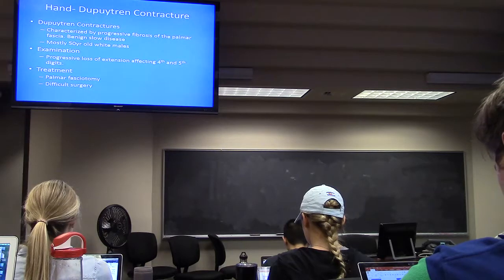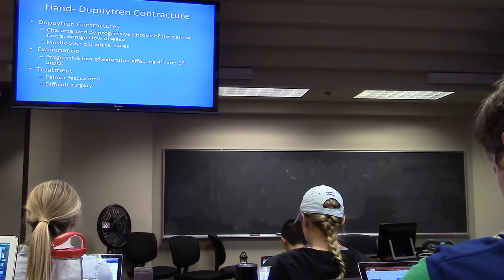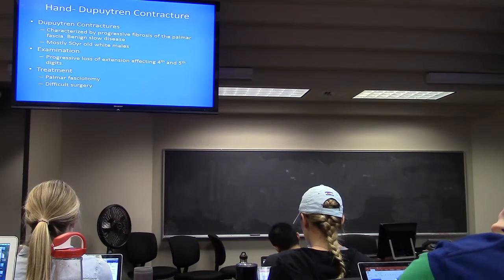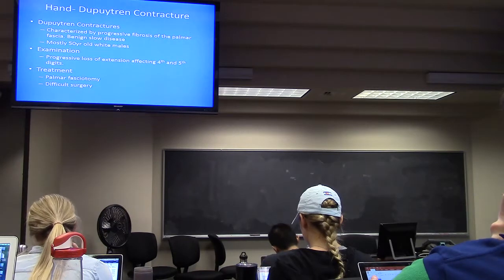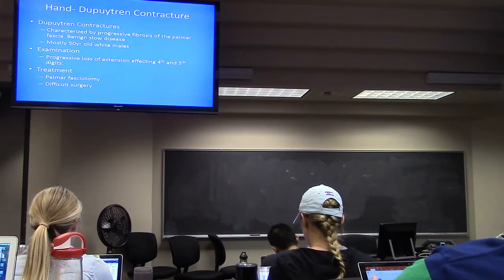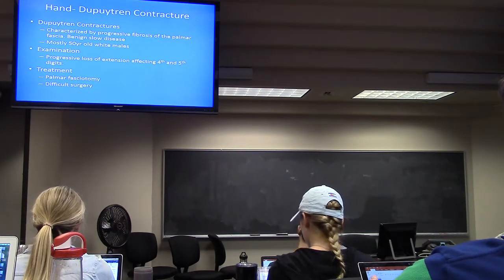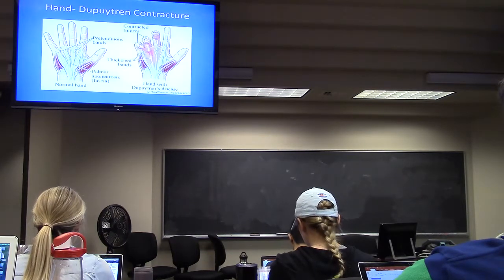Dupuytren's contractures, this is a progressive fibrosis of the palmar fascia. It's a benign, slow disease, mostly in 50-year-old white guys. Progressive loss of extension affecting the 4th and 5th digits. Treatment is palmar fasciotomy, which is a very difficult surgery.